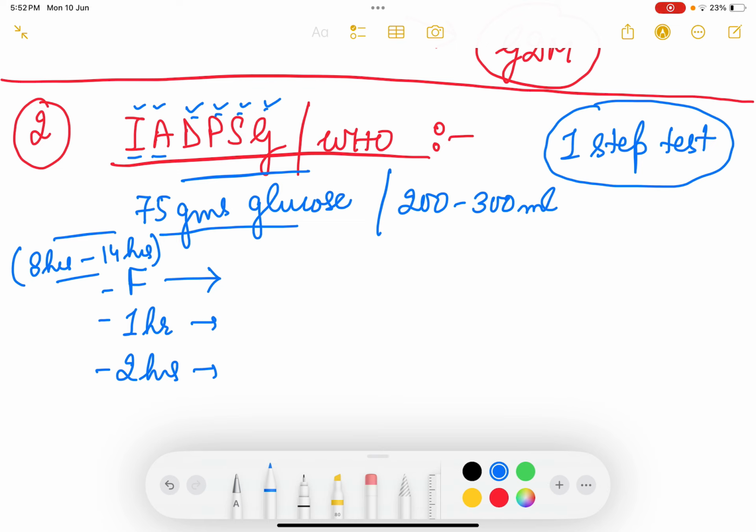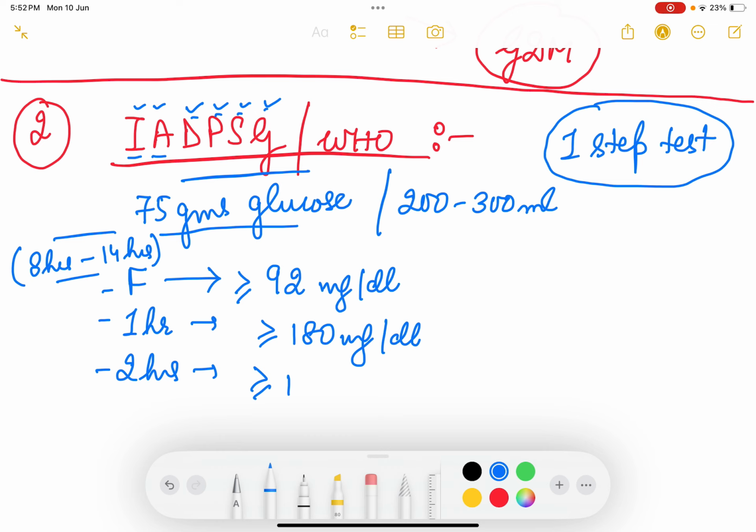In this IADPSG guideline, the cutoffs taken are 92 milligrams per deciliter and below should be fasting. If it is more than or equal to 92, then the patient is GDM. If 1 hour is more than or equal to 180 milligrams per deciliter is the cutoff taken, and 2 hours is taken to be 153 milligrams per deciliter. So these are the cutoffs taken.